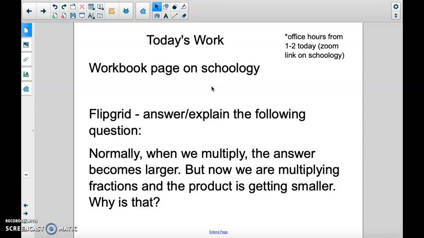I also want you to go onto Flipgrid and answer the following question. The question is, normally when we multiply, the answer becomes larger. But now we're multiplying fractions and the product is getting smaller. Why is that? All right? So think about that and explain why that is.